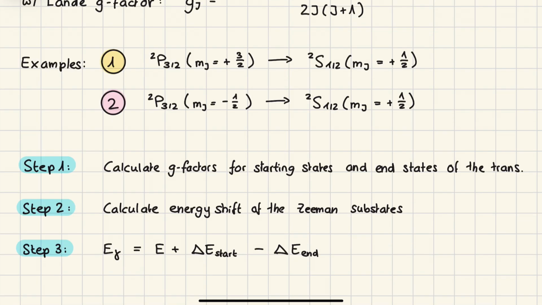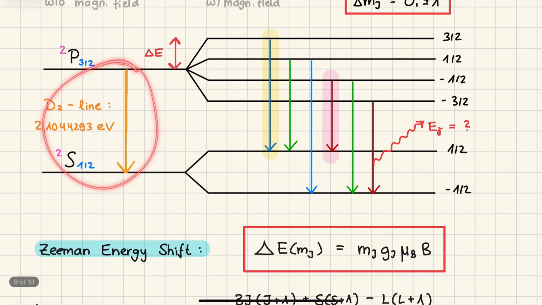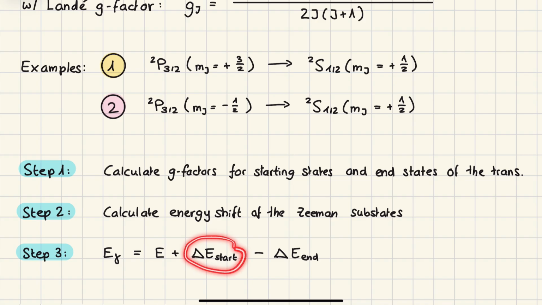And we're going to get to that result in 3 steps. First, we're going to calculate the g factors for the starting states and end states of our transition. Then we use that g factor and the mj's to calculate the energy shift of each of those Zeeman substates. And lastly, we're going to calculate the photon energy with this formula right here. E is the photon energy without any Zeeman splitting, so this line. Delta E start is the energy shift for the starting state of the transition, and delta E end the energy shift for the ending state.